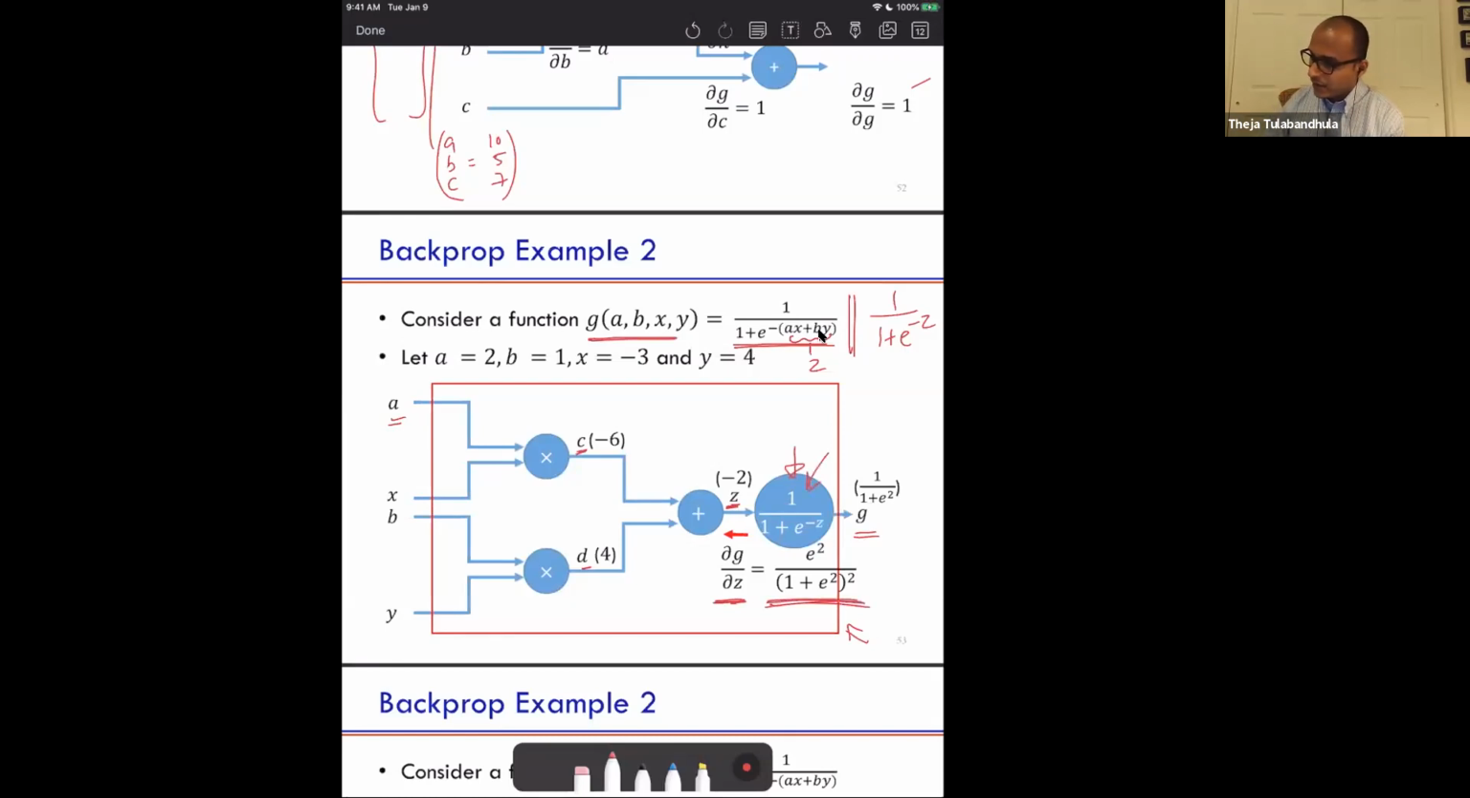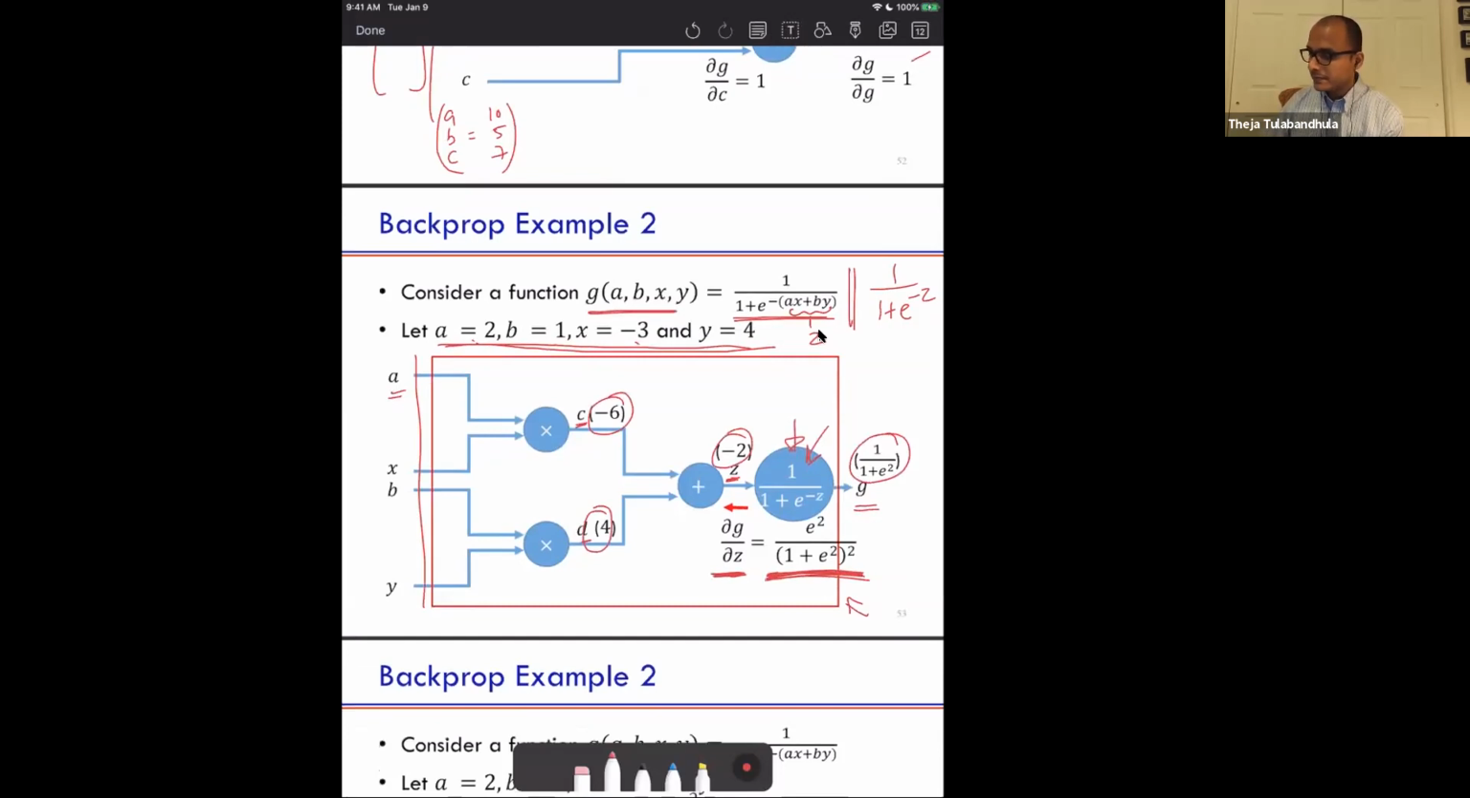So here in this example, I'm using specific values of A, B, X, and Y to keep things simple. If you start with A, B, X, and Y as 2, 1, minus 3, 4, you can get the intermediate numbers and get the final number, G. At these values, the local gradient of G with respect to Z is equal to this. We're not going to do that calculus computation here, but that's the local gradient. You can verify it offline, or we can take it up after the lecture finishes.